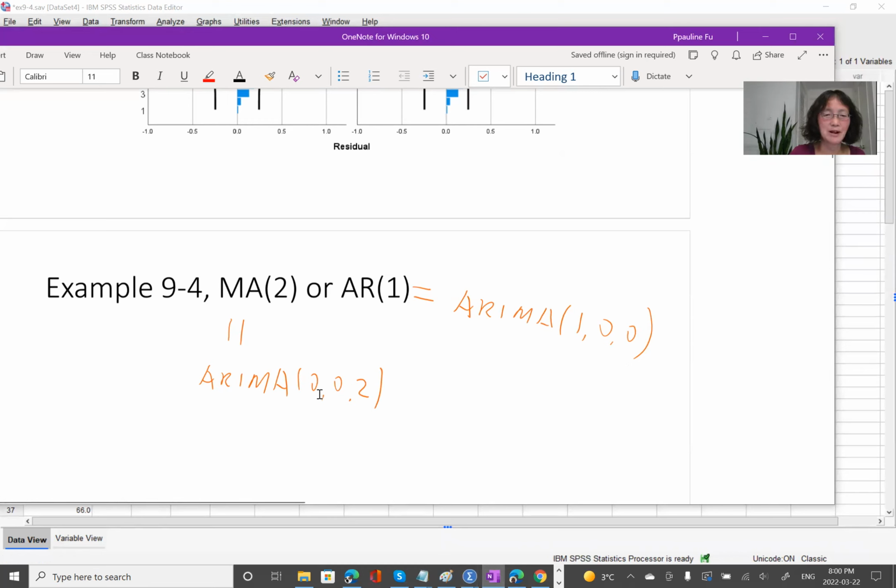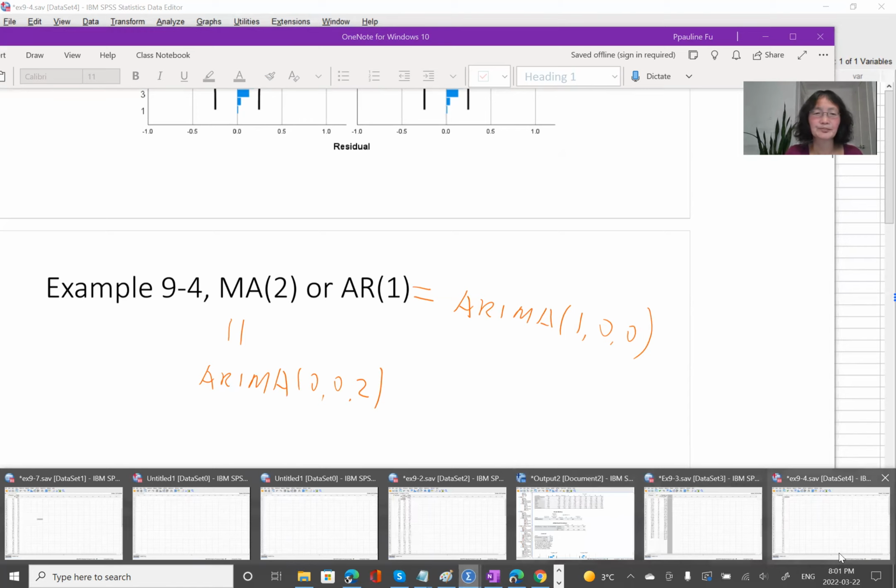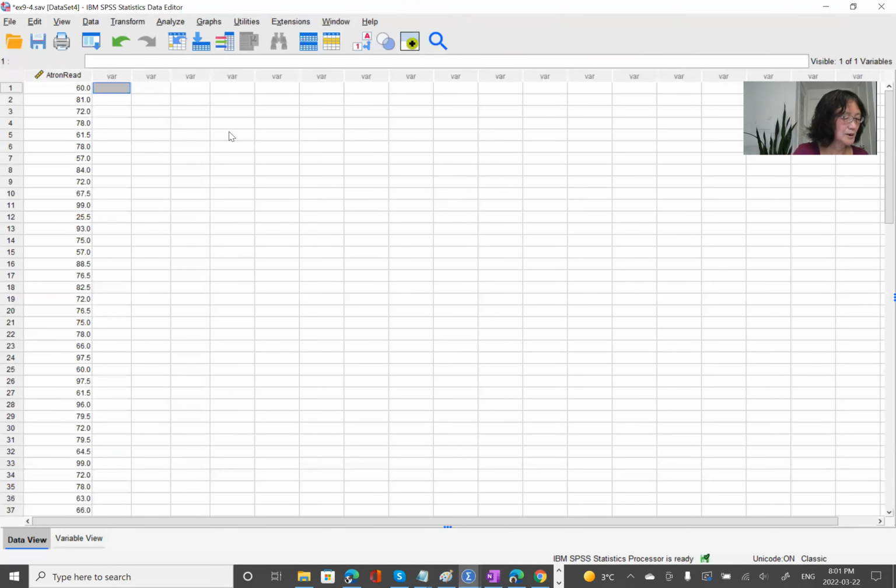Okay, let's do ARIMA 002 first. ARIMA 002. So our objective is to get the model. Once you have the model, you can do the forecast, right? You can do the forecast. All right, so this is MA2. So go data. But before we do this model, we may want to explore data patterns.